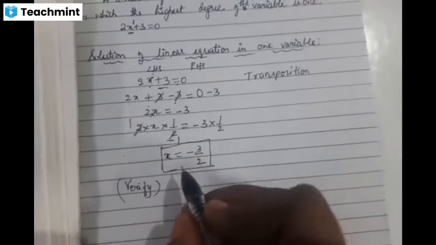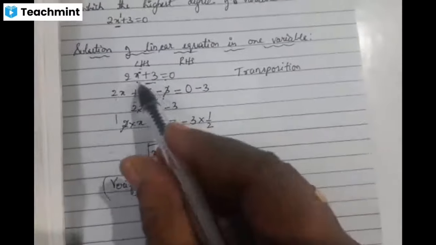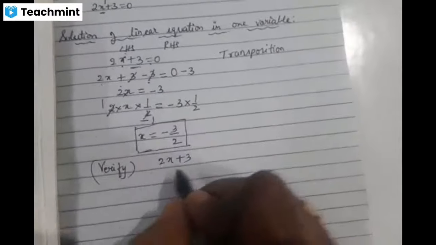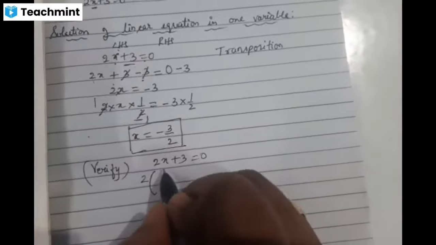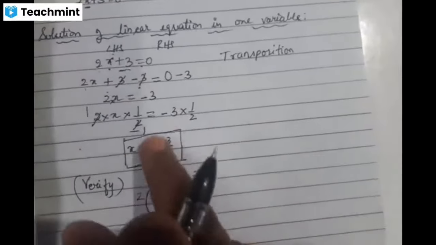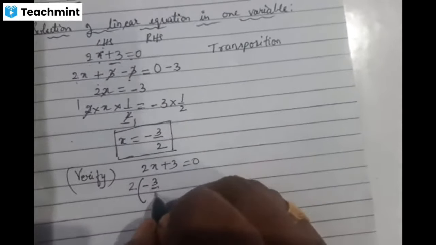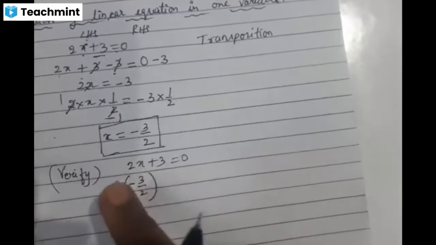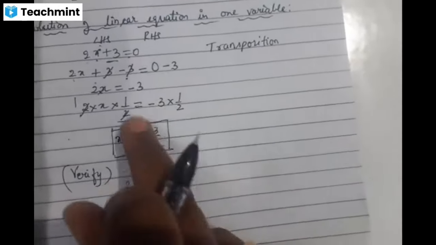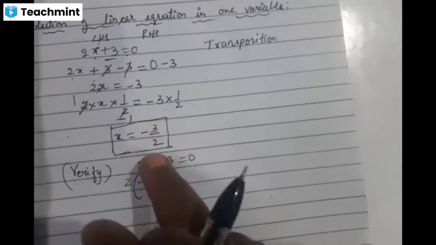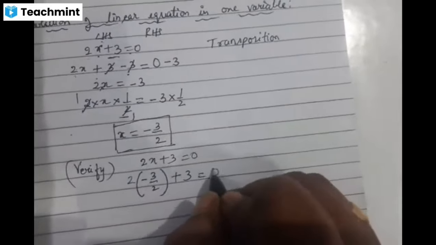When checking the answer, we take the given equation once again, and the value we have got, we substitute in place of x. The x value we have got is minus 3 by 2. So in place of x, we substitute minus 3 by 2. See what I have done here? 2 is written as it is, into the x value, minus 3 by 2, plus 3 is equal to 0.